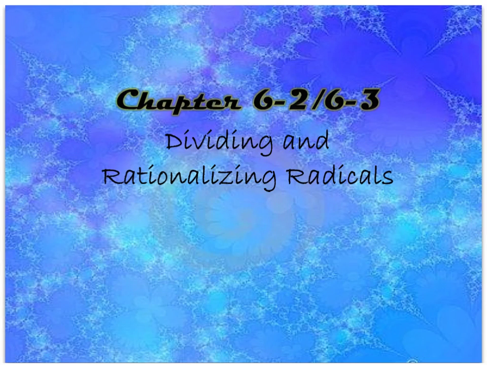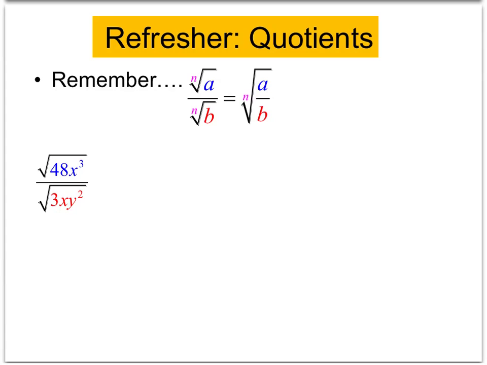Now we're going to be looking at how to divide and also rationalize radicals. So just as a reminder, just like with multiplying, when you divide, you just have to have the same index. So as long as we have the same index, we can write the two radicals underneath the same radical sign and just divide what's underneath.